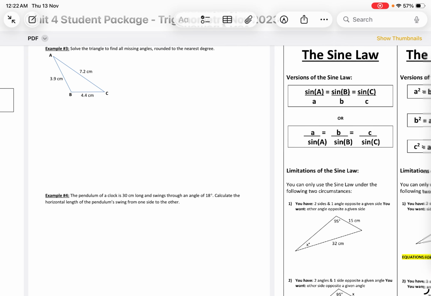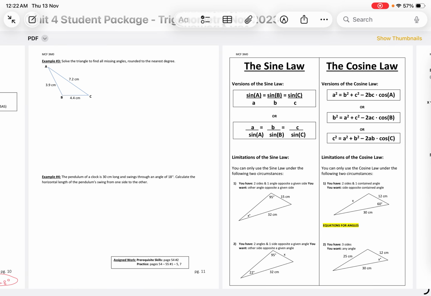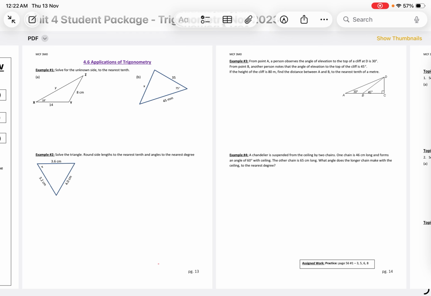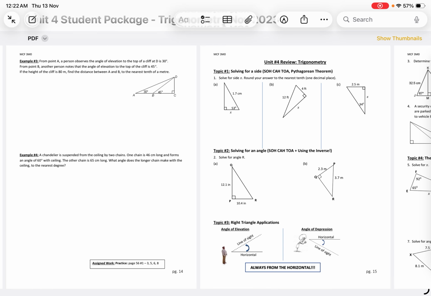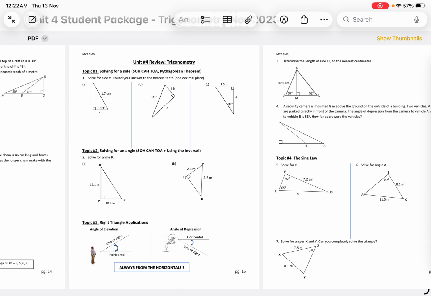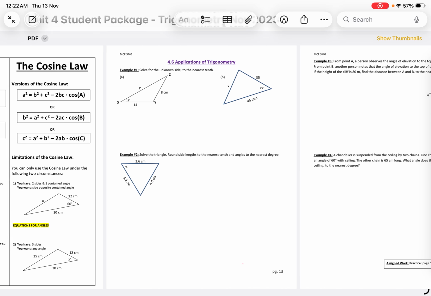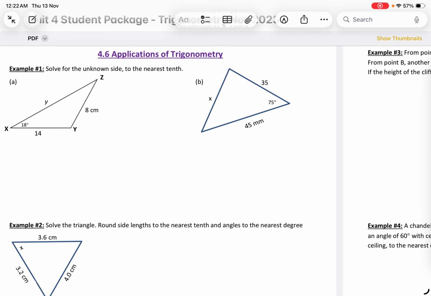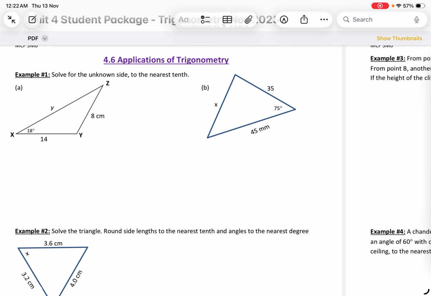So this question you can do yourself, question number 3 and 4. Again, let us do some application of trigonometry before closing. So in application of trigonometry, solve for the unknown side. This is again the same thing. You have to find the unknown side to the nearest tenth.